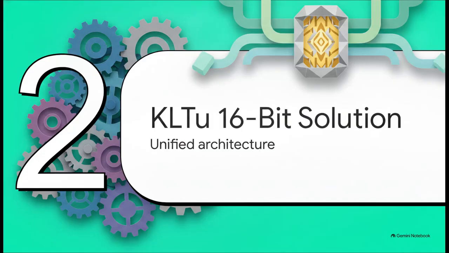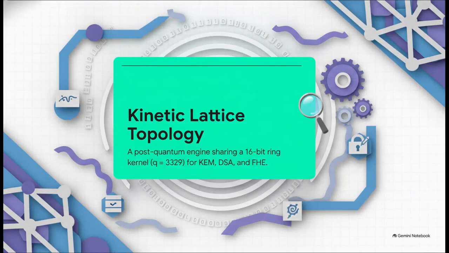Which brings us to part 2. KLTu's 16-bit solution. To fix these exact bottlenecks, we obviously need an elegant engineering solution. Enter Kinetic Lattice Topology, or KLTu for short. This is a unified post-quantum engine. What it does is it consolidates key encapsulation, digital signatures, and homomorphic encryption all over a single shared 16-bit ring kernel. That's right, absolutely everything operates on that exact same Q equals 3,329 mathematical foundation. By putting everything under one roof, it solves the friction by completely eliminating the need for those disjoint heterogeneous pipelines.